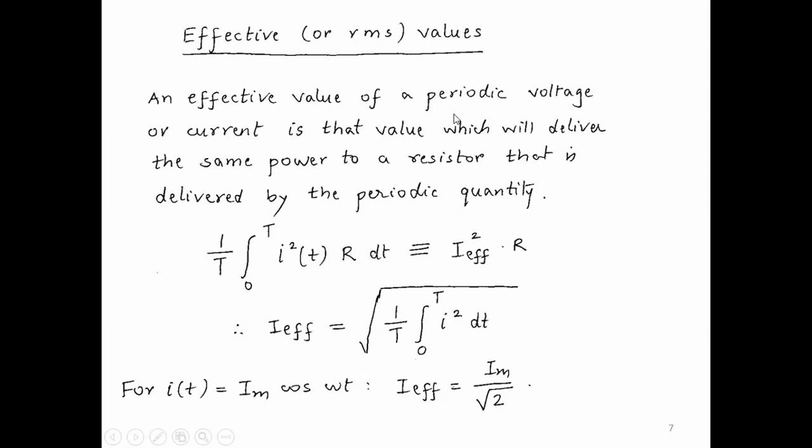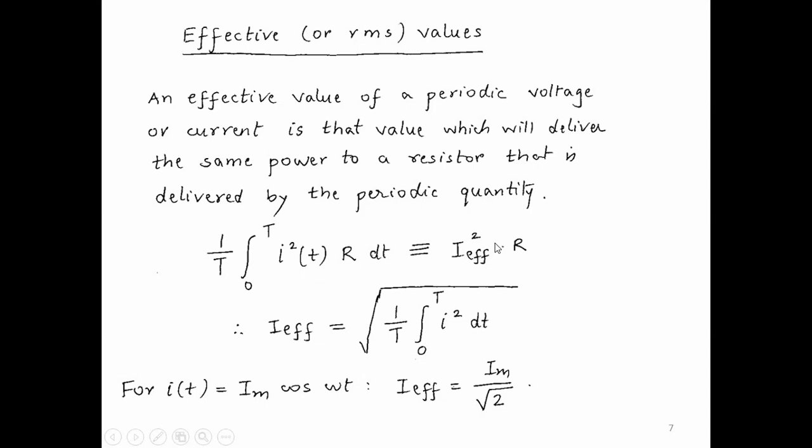Is that DC value, I should say, the term DC is missing here. That DC value which will deliver the same power to a resistor that is delivered as a periodic quantity. So this is the power delivered by a resistor as we just saw. So this is the average power delivered by the resistor. Now if an effective value of the current is some DC value I effective, so that this equality is satisfied.